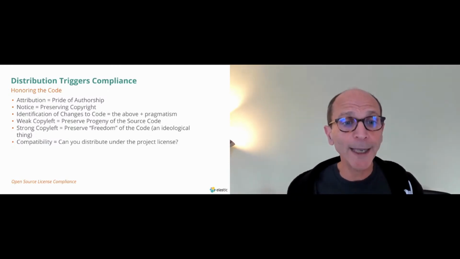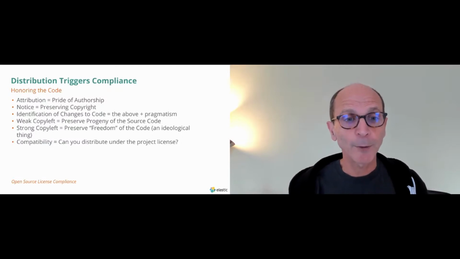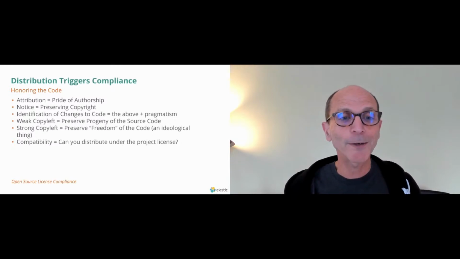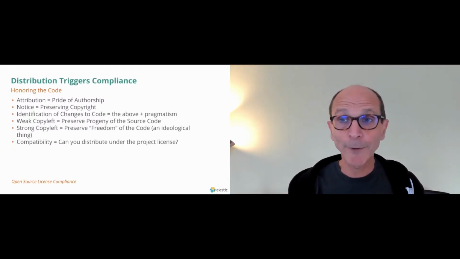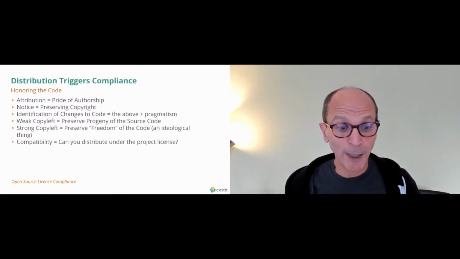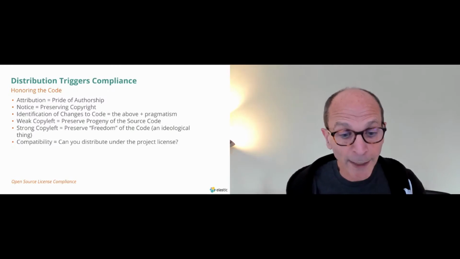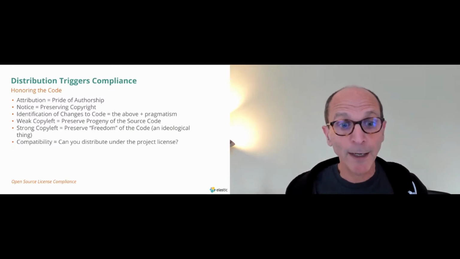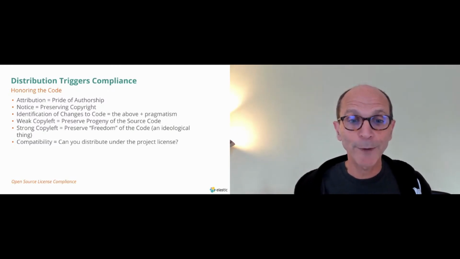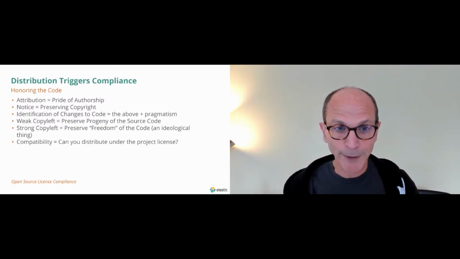So a couple of things we look at when we're trying to deal with distribution is, provide the attribution, provide the notice, identify changes to the code if the license requires it. If it's a weak copyleft, you preserve the progeny of the source code, which is to say that you make sure that any modifications that you've made are available to be viewed and are subject to the same license as the original source code. If it's a strong copyleft, you have to preserve the freedom of the code, which is, again, everything gets licensed under the least permissive license.